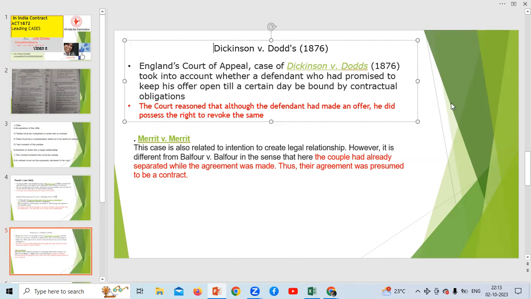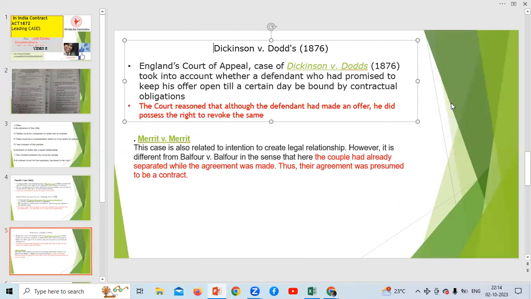डिकिन्सन वर्सेस डॉड ही रिपीटेडली घेतलेली केस आहे, म्हणूनही मला सिलॅट साठी सुद्धा इम्पॉर्टंट वाटली, जशी IIB आपल्या पेपर्स मध्ये घेतलेली एकदा. इंग्लंड्स कोर्ट ऑफ अपील, the case of Dickinson versus Dodds took into account whether a defendant who had promised to keep his offer open till a certain day is bound by contractual obligation.